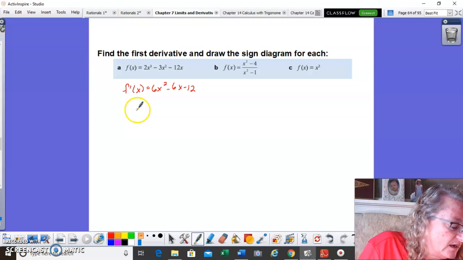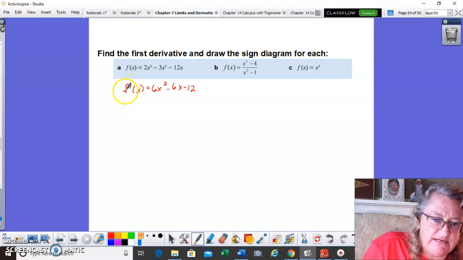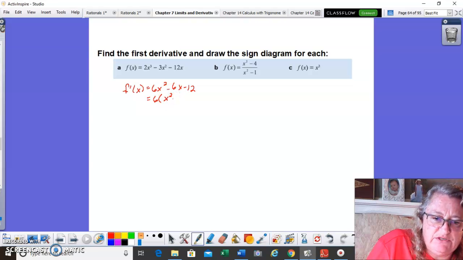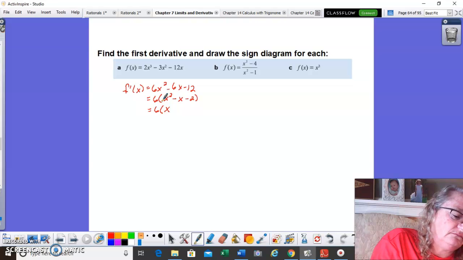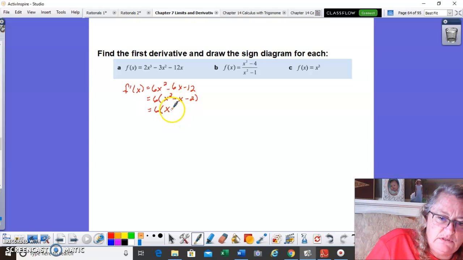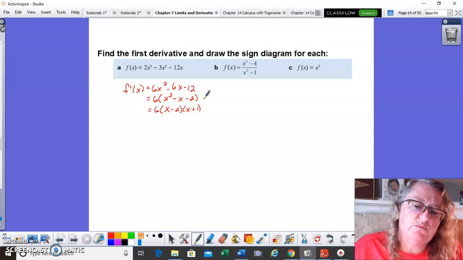Not so bad. So at this point, what we need to do is draw a sign diagram with respect to the first derivative. So I would like to first off factor out a 6 because I don't like factoring something unless the leading coefficient is 1. That just makes my life simple. So I'm going to factor out a 6 from each term, which gets me x squared minus x minus 2. And this one factors into x minus 2 and x plus 1.